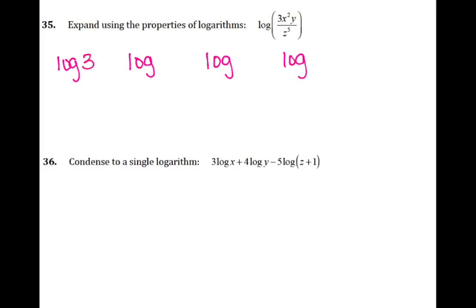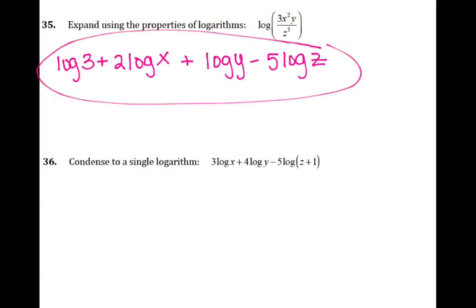For the x squared, any exponents are going to go in the front. So it's 2 log of x, y, and then 5 log of z. Anything that you're multiplying by, you're going to add in between your logarithms. And anything that you are dividing by, which in this case was the z to the 5th, you are going to subtract. And that is your expanded form.